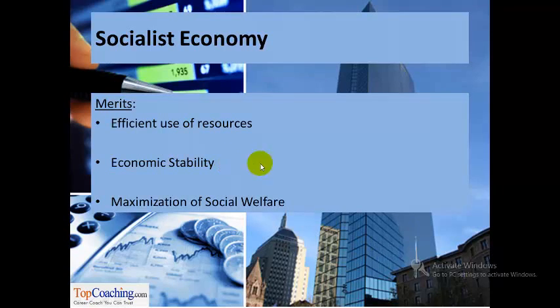The third merit of this type of system is the maximization of social welfare. All citizens work for the welfare of the state. Everybody receives his or her remuneration. The state concentrates on the production of basic necessaries instead of luxury goods. The state provides free education, cheap and congenial housing, public health amenities, and social security for the people.